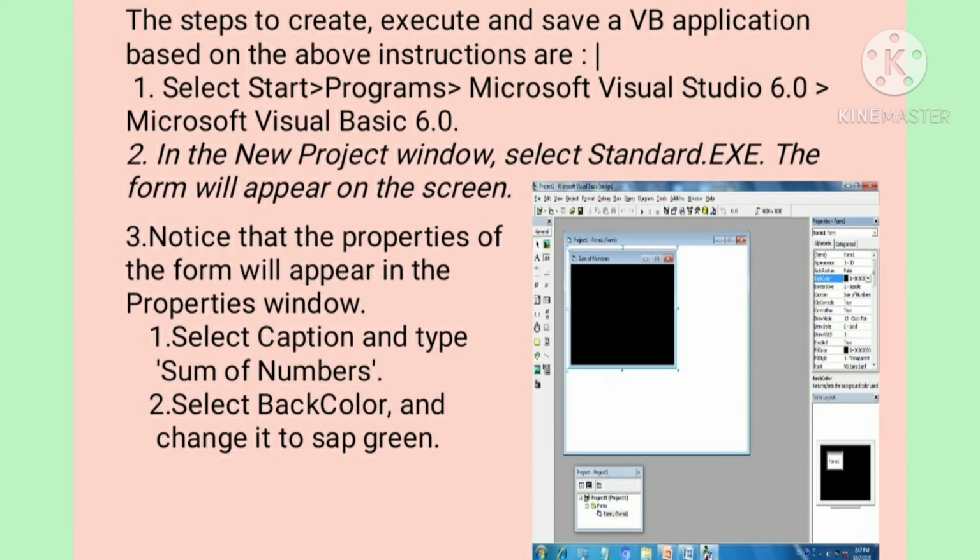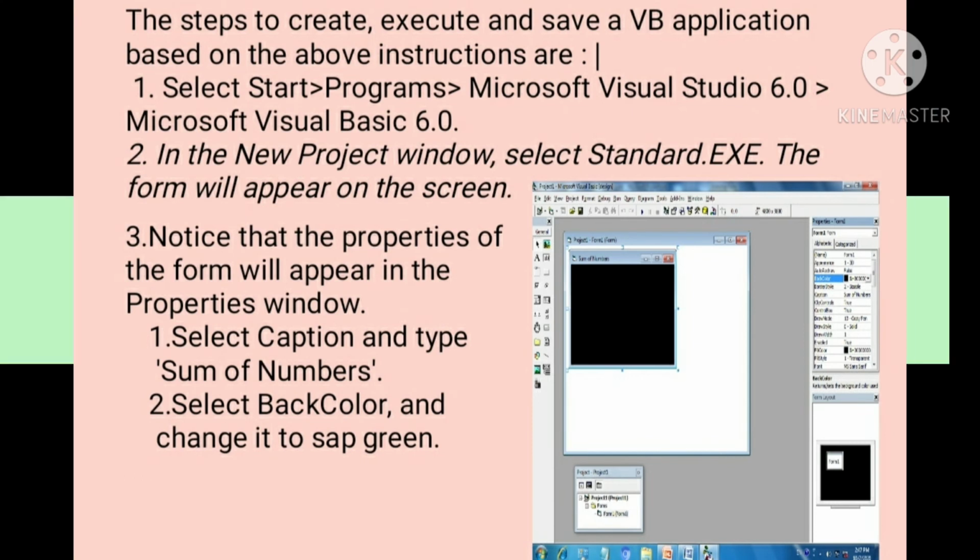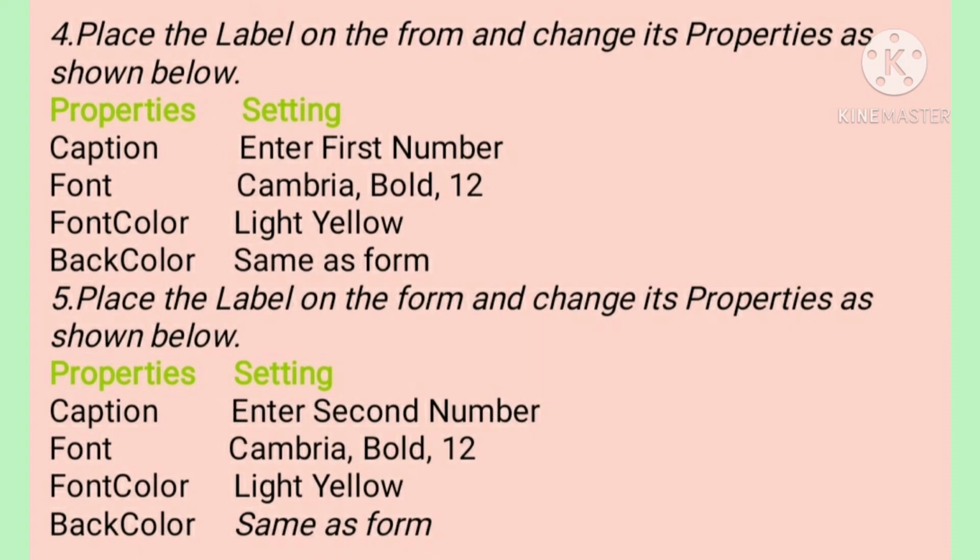Select Caption and type Sum of numbers. Select back color and change it to sap green. Now we will place a label control on the form and change its properties. Caption. Enter the first number. Font. Cambria. Bold 12. Font color. Light yellow. Back color same as form.